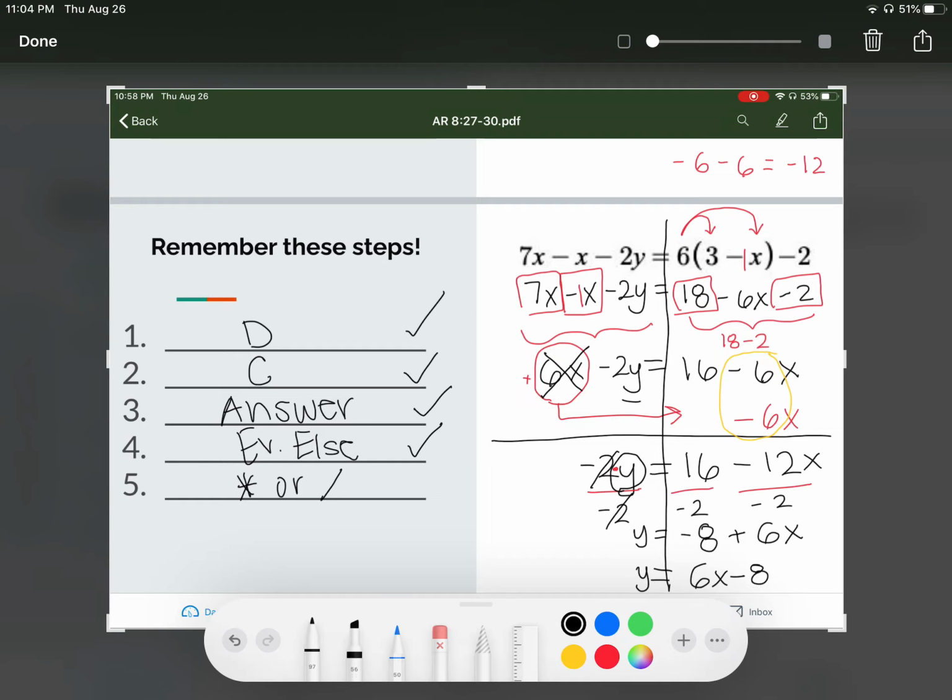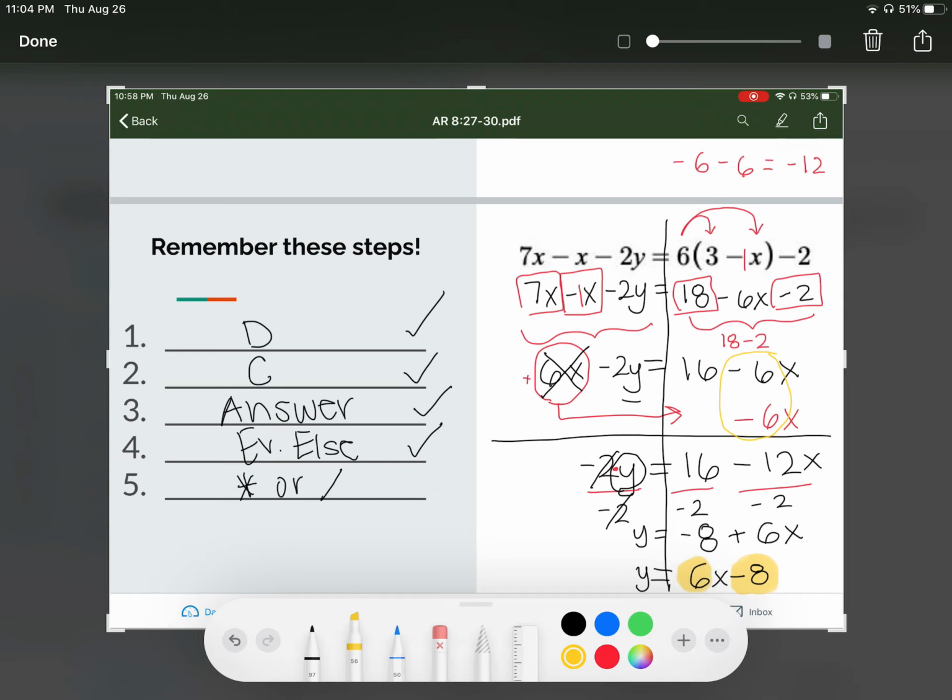That way, when the question asks you for m, you know that m is your number in front of x. So on this problem, m is 6. Our slope is 6. It's going to ask you for b, which is your y-intercept. Your y-intercept is the number all by itself. So on this problem, the b is negative 8. Your y-intercept is negative 8.